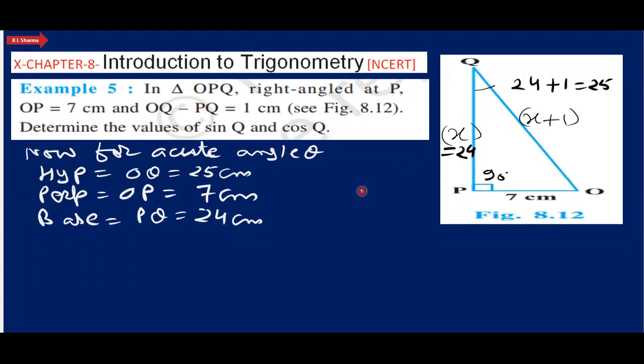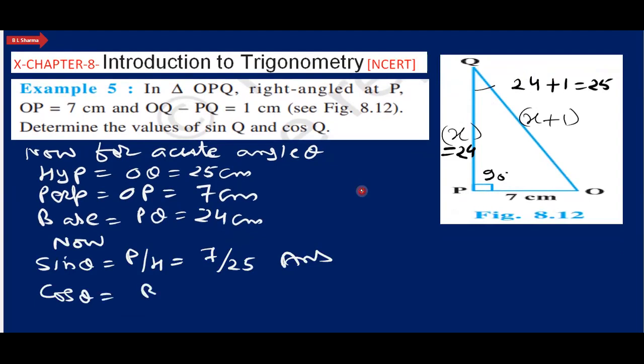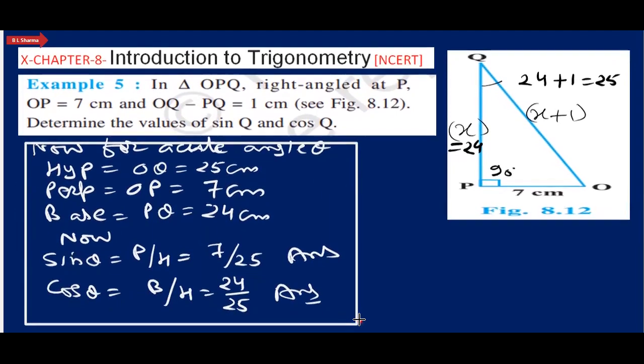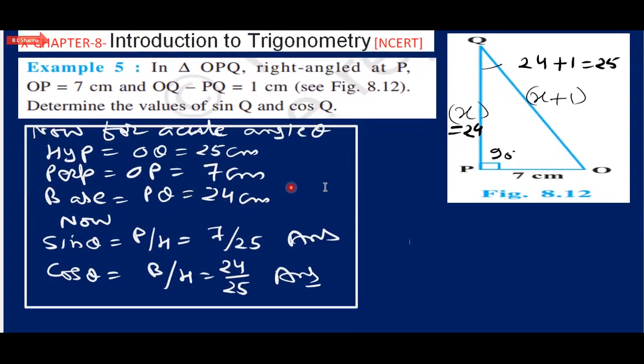Now sin Q. Sin Q is perpendicular upon hypotenuse. Perpendicular is 7 and hypotenuse is 25. This is the answer. And cos Q is base upon hypotenuse. Base is 24. Hypotenuse is 25. So this is the answer of this question. Thus we have got the value of sin Q and cos Q.